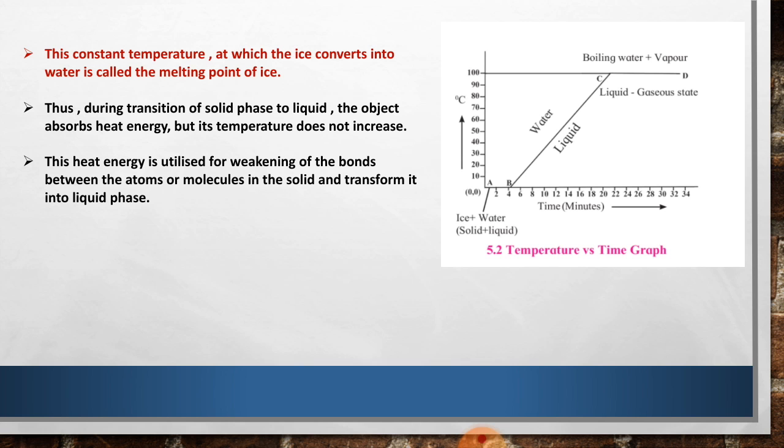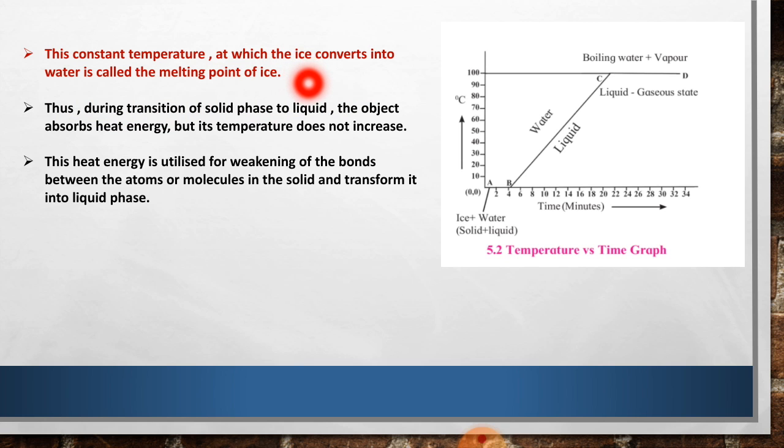Then this constant temperature at which the ice converts into water is called the melting point of ice. Okay, this is very important. What is the melting point of ice? It will be asked as an MCQ or as a definition type question. So the answer is: the constant temperature at which ice converts into water is called the melting point of ice. Ice at a particular temperature converts into what? It gets converted into water.